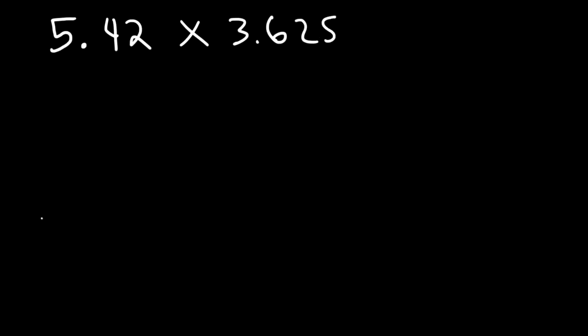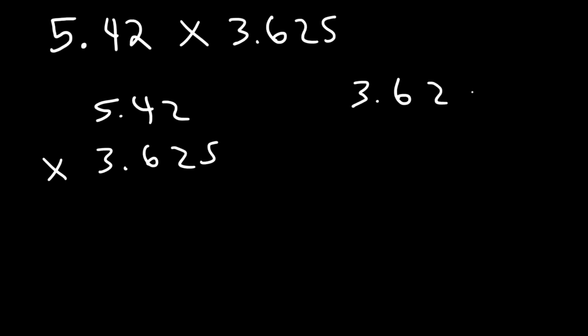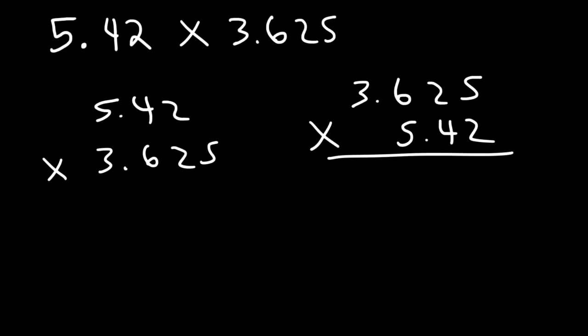Now let's try this example. This is going to be the last example in this video. 5.42 times 3.625. Now, here's a question for you. Is it better to write it like this? Or is it better to write it like this? Which number should we put on top?